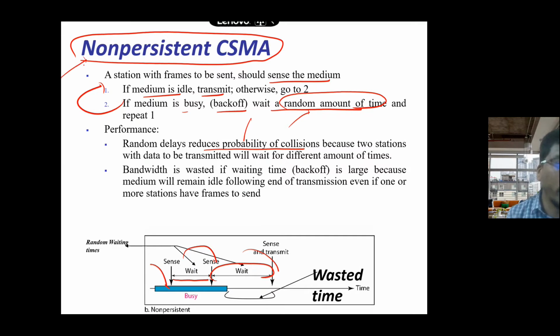But there is a problem with non-persistent. Can you tell me what could be the problem?